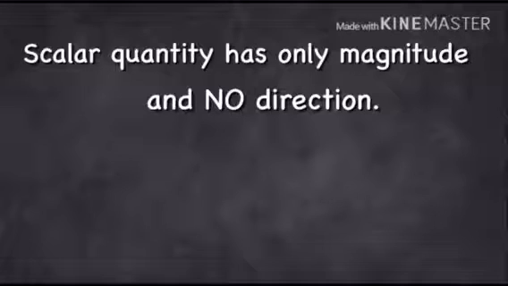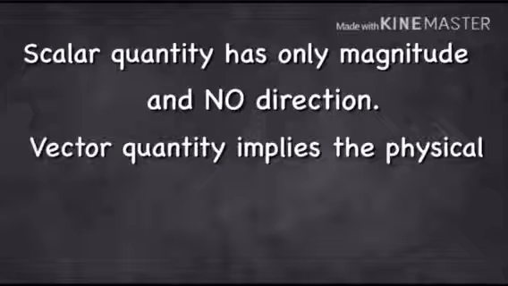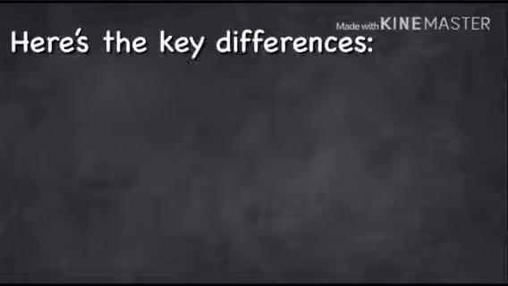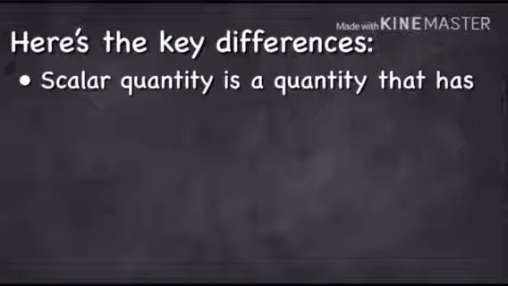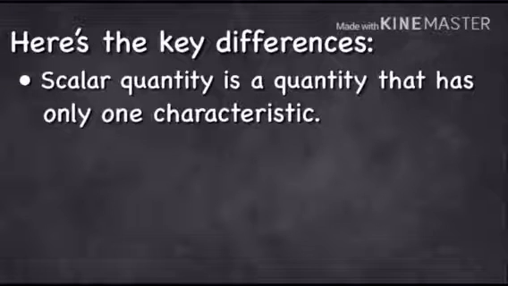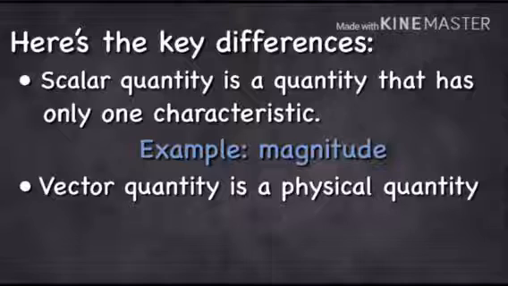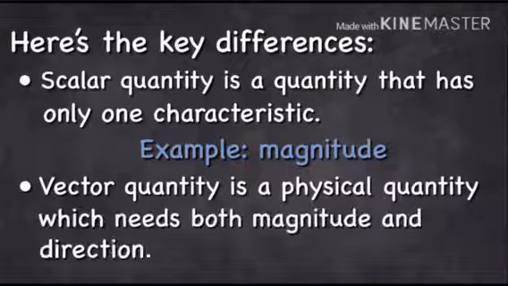Scalar quantity refers to the quantity which has only magnitude and no direction. On the other hand, vector quantity implies the physical quantity which comprises of both magnitude and direction. Here's the key differences. The scalar quantity is described as the quantity that has only one characteristic, for example, magnitude. The vector quantity is a physical quantity which needs both magnitude and direction to define it.